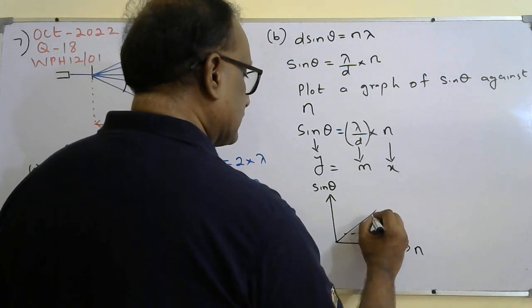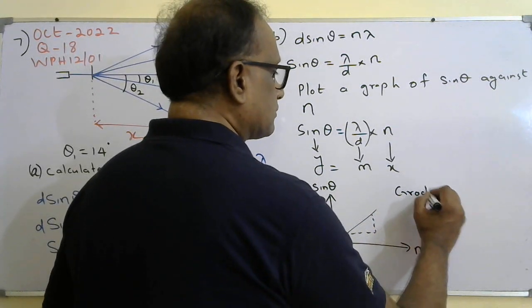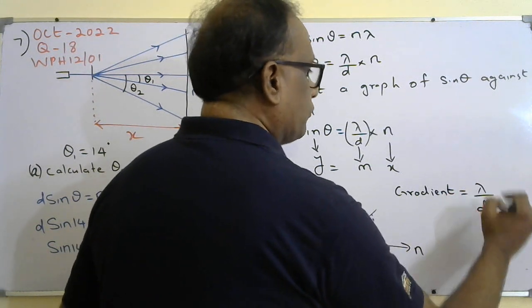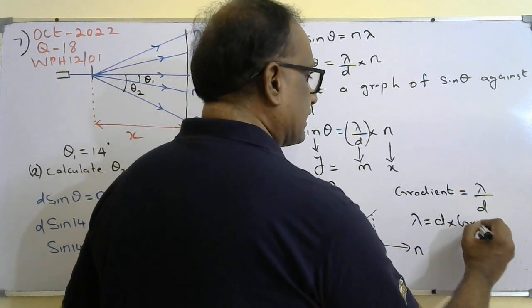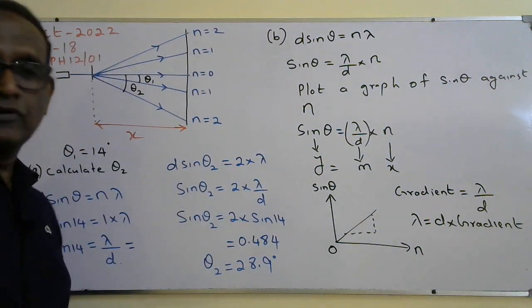Find the gradient from the graph. So the gradient is going to be lambda over d. We know the d, they are saying. So lambda equals d times gradient. Hence we can find the lambda. That's the aim of the practical.